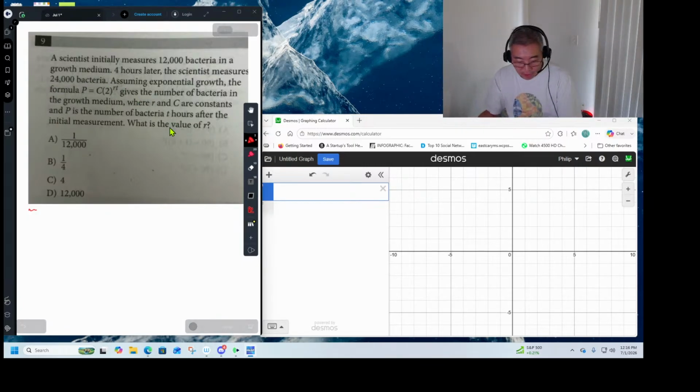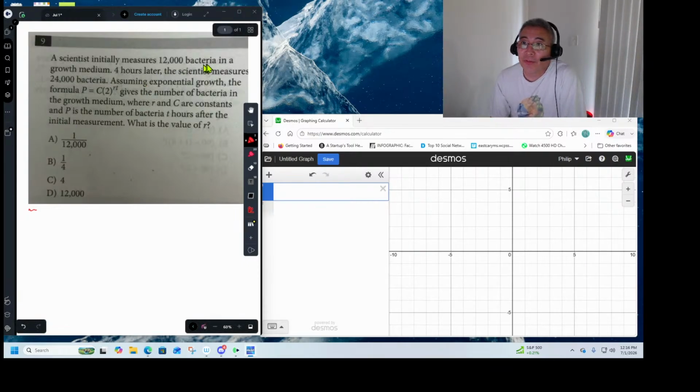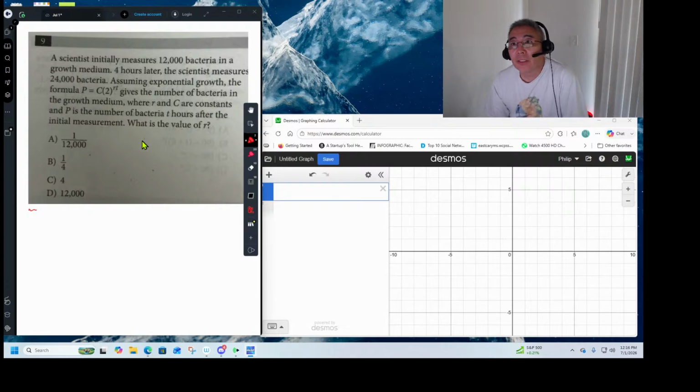So today's problem is a scientist initially measures 12,000 bacteria in a growth medium. 4 hours later, the scientist measures 24,000 bacteria. Assuming exponential growth, the formula P equals C times 2 to the RT gives the number of bacteria in the growth medium, where R and C are constants and P is the number of bacteria T hours after the initial measurement. What is the value of R?